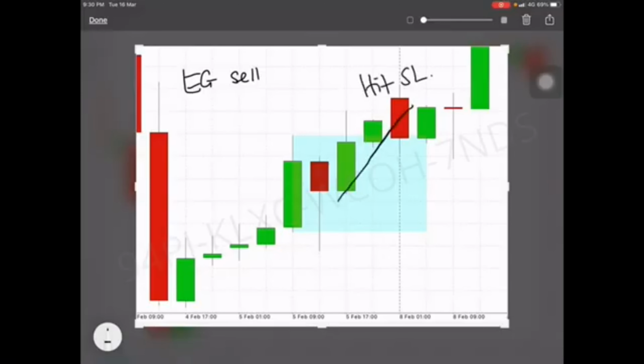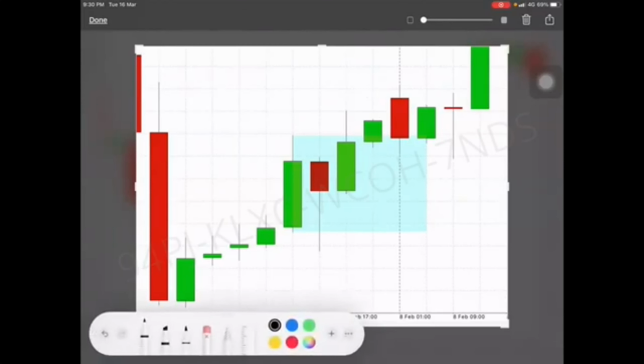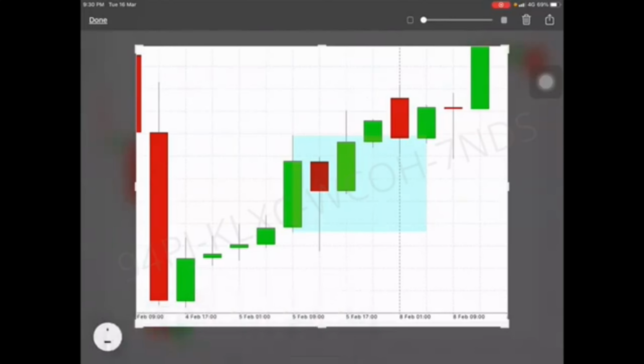So do you understand why this is called a very high risk marking? Can you repeat one more time? Okay, so this is an engulfing sell, right? For engulfing sell, are we looking for buy or sell? Sell. But look at what happened right here. The price did not go down. Yeah, the price actually went up.